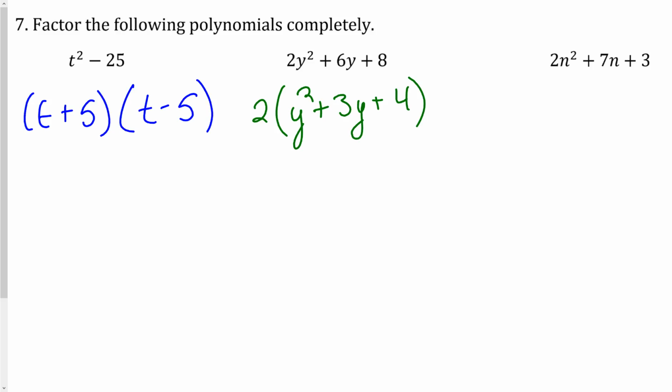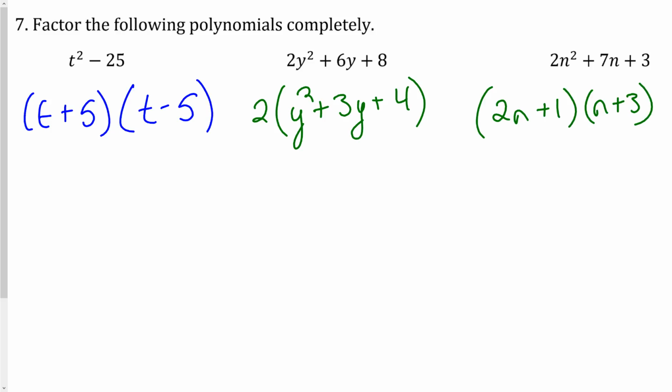And finally, this last trinomial over here, 2n squared plus 7n plus 3. We're going to go over factoring trinomials with leading coefficients. This was just to have you think about it. Probably you learned how to do it using the guess and check method. We're going to develop another way, but the solution is 2n plus 1 and n plus 3.